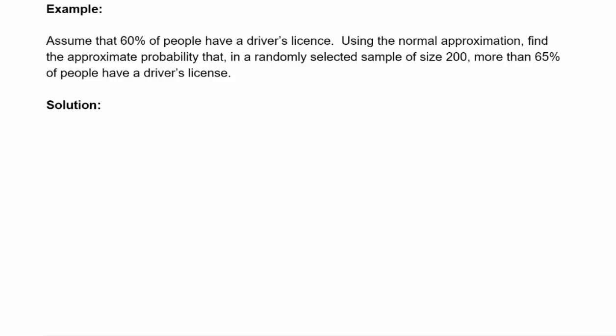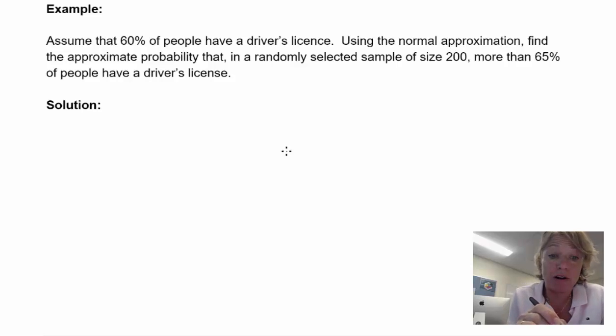Okay, so let's try another example. Assume that 60% of people have a driver's license. Using a normal approximation, find the approximate probability that in a randomly selected sample size of 200, more than 65% of the people will have a driver's license.